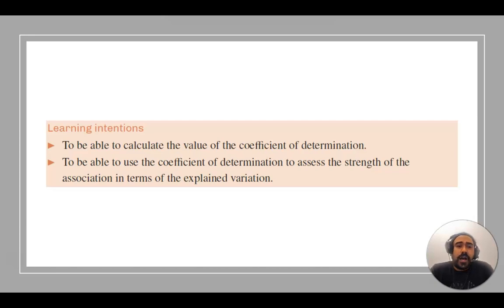Anyways, what we'll be looking into is calculating the value of what's called the coefficient of determination. So this is a new concept for you guys, and you want to be able to use this coefficient of determination to assess the strength of association in terms of explained variation. It's a very specific thing that you're using this for, and it does take a bit of time to grasp or understand it, especially with the term variation and its purpose.